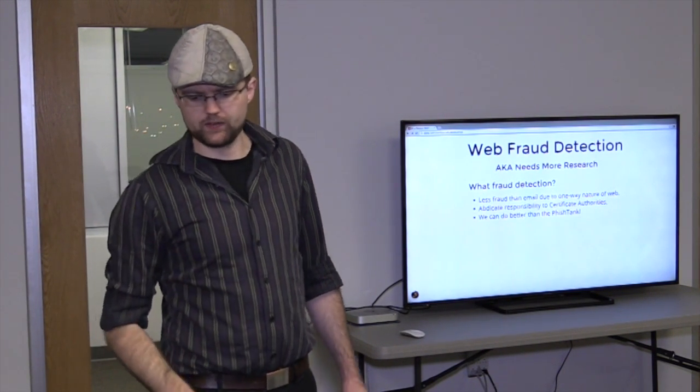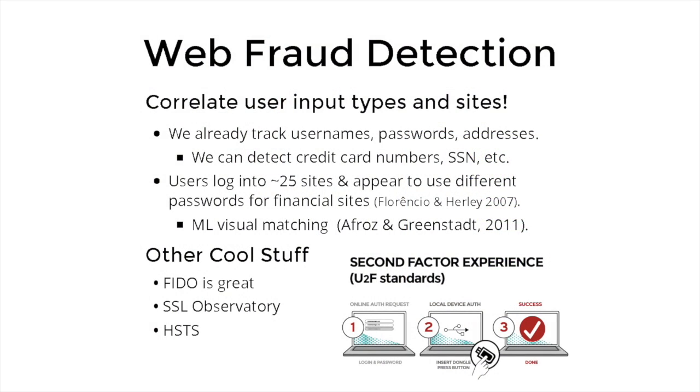But I think we can do a hell of a lot better than the phish tank. We can get much better than these blacklist technologies. As I said, this is an area for future research. I think it's basically going to come down to correlating user input types along with sites. We already track usernames, passwords, and addresses that have been visited before. We can detect input of credit card numbers, social security numbers. It's a little hard to internationalize that, but we can and we should.